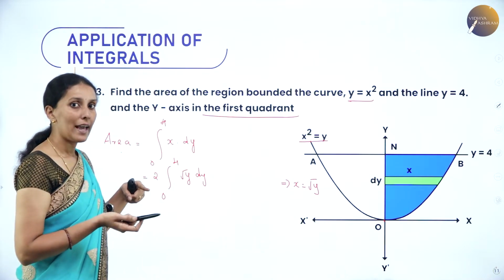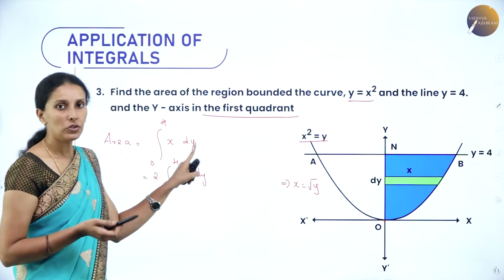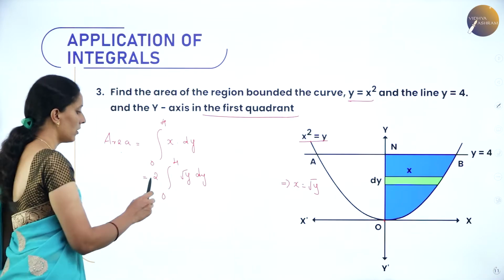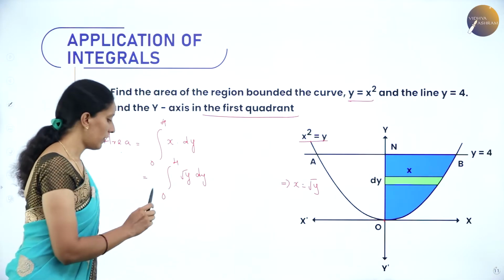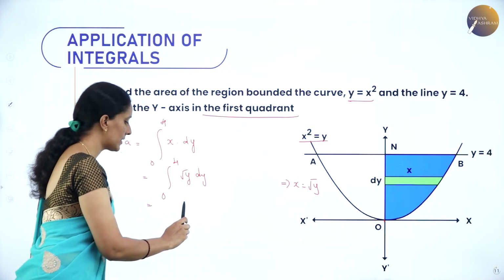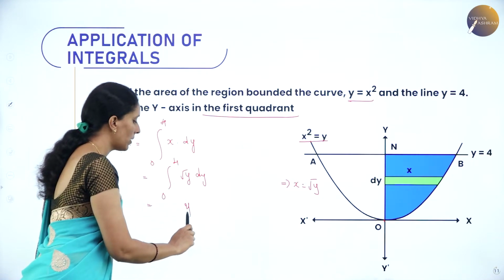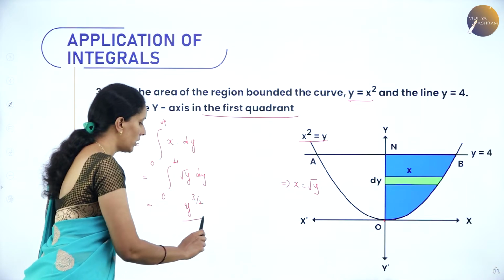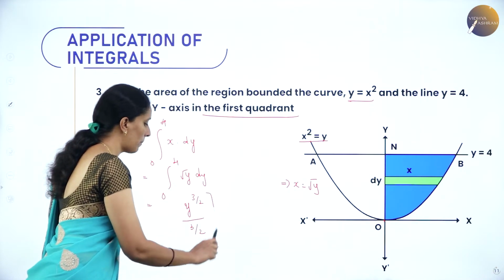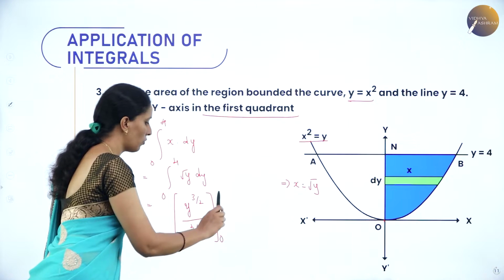If it is for x limits, then it is y into dx. Now no need to write 2 here. So therefore what happens here? Root y is again y to the power 3 by 2 divided by 3 by 2. Apply the limits from 0 to 4.